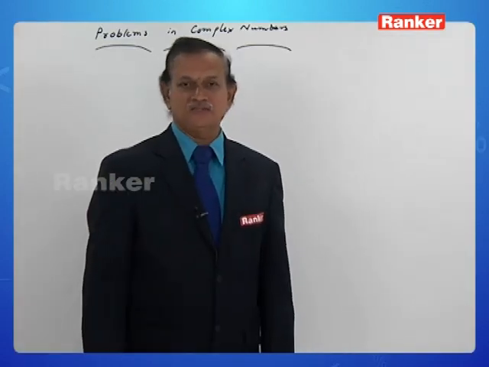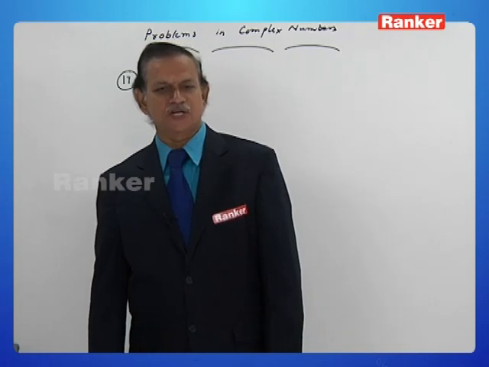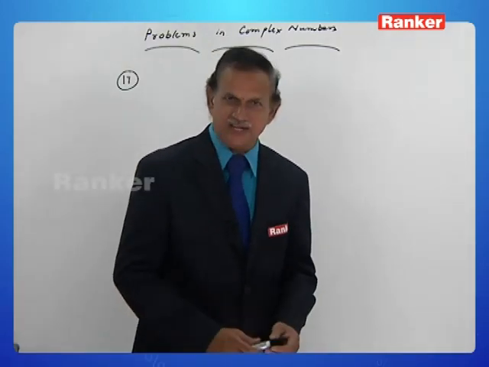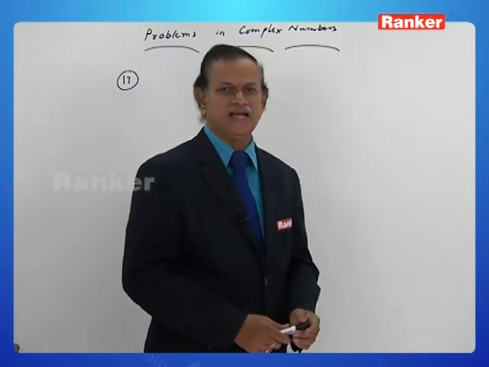Let us look at the next question, that is question number 17. He has given us information about three complex numbers Z1, Z2 and Z3. Mod Z1 is 2, mod Z2 is 3, mod Z3 is 4, mod of (Z1 plus Z2 plus Z3) is 5. Then what is the modulus of 4 Z2 Z3 plus 9 Z3 Z1 plus 16 Z1 Z2? You observe the requirement very carefully. Some hint will be available in the question itself so that we can trace the answer very easily.